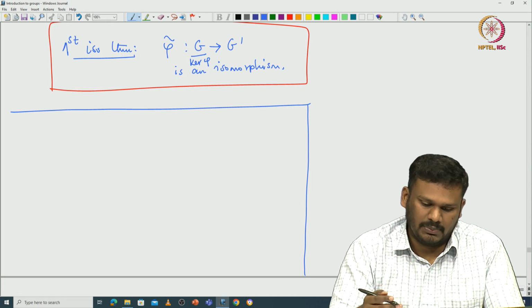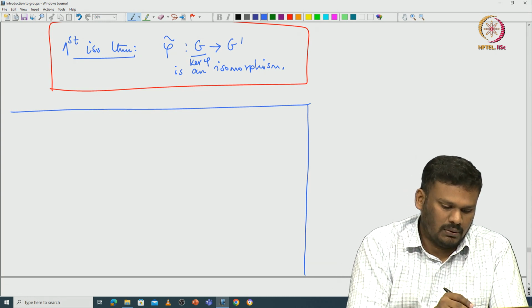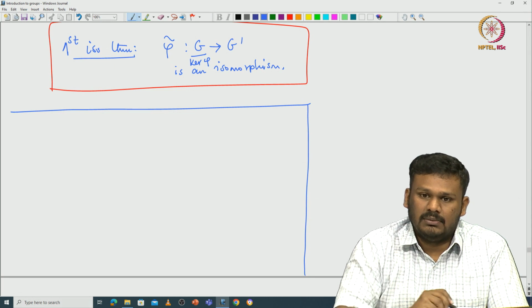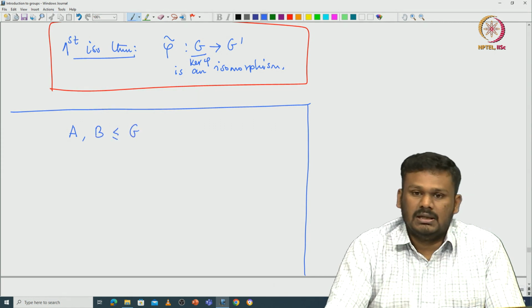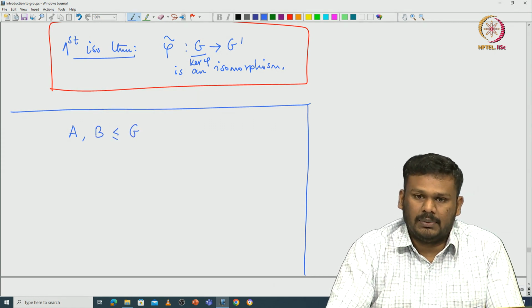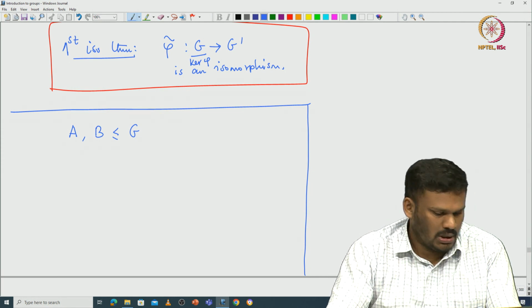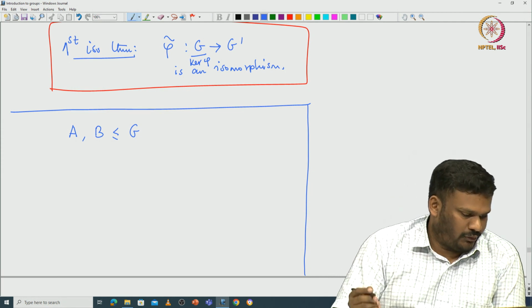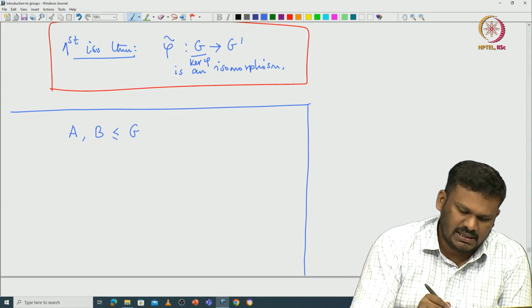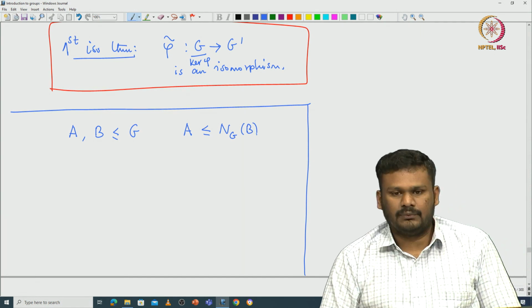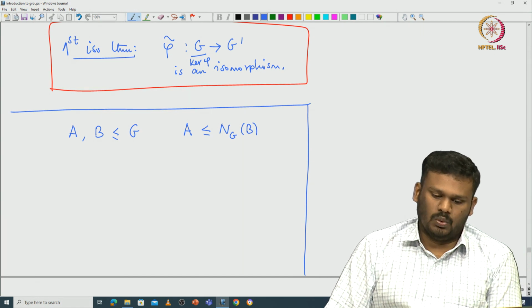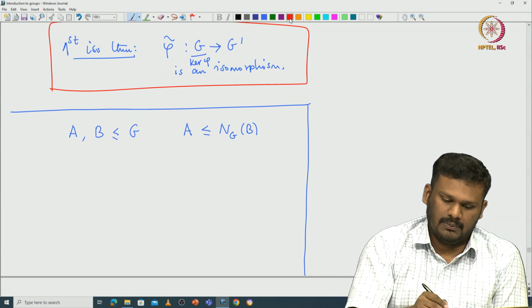So once I draw the picture, it will become clear. Basically, the second isomorphism theorem involves two subgroups, call them capital A and capital B. So G is a given group, and A and B are given subgroups. Now you assume that A is indeed a subgroup of the normalizer of B. I will tell you in a minute why this condition is very important.